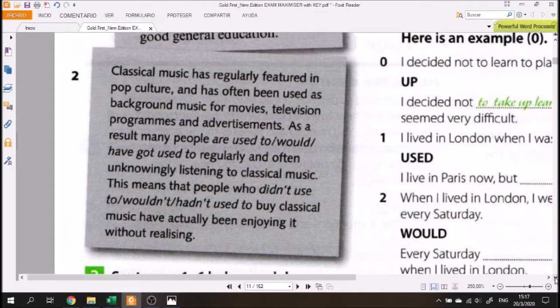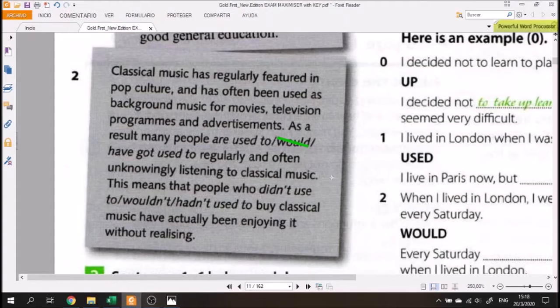Number two. Classical music has regularly featured in pop culture and has often been used as background music for movies, television programs, and advertisements. As a result, many people are used to, or have got used to, regularly and often unknowingly listening to classical music.